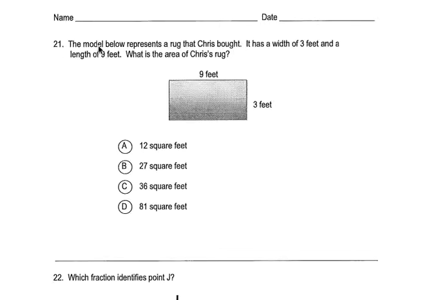21. The model below represents a rug that Chris bought. It has a width of 3 feet and a length of 9 feet. What is the area of Chris's rug? A, 12 square feet. B, 27 square feet. C, 36 square feet. D, 81 square feet.